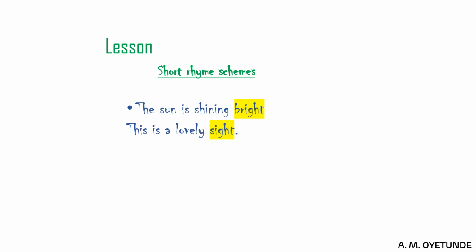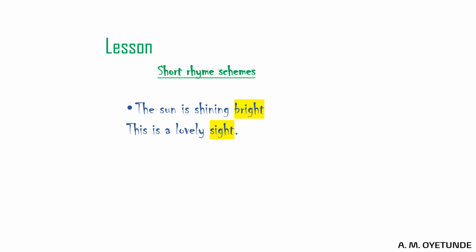We're going to take two lines of poems. The sun is shining bright. This is a lovely sight. Now the trick to figuring out rhyme scheme is that when you hear a new sound, you give it a letter. When you hear another new sound, you give it a different letter. Now, if you hear a sound that is similar to the one that you've heard before, you have to give it the same letter you gave the first one.